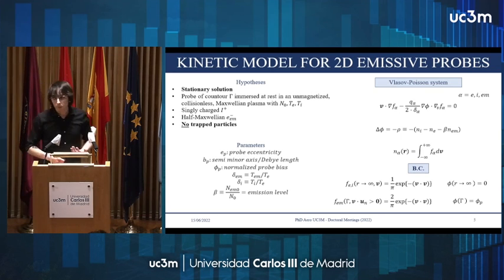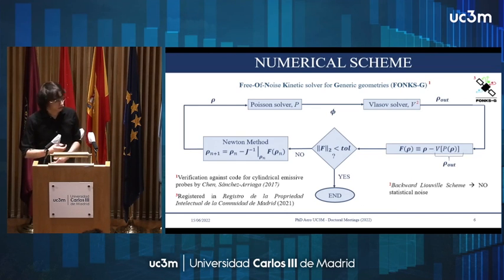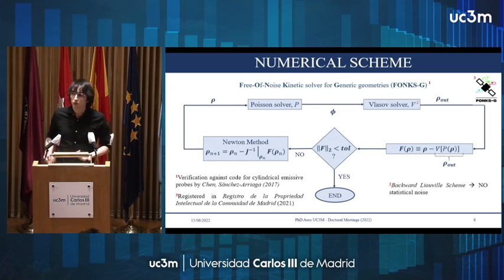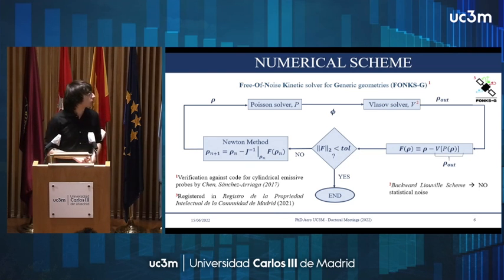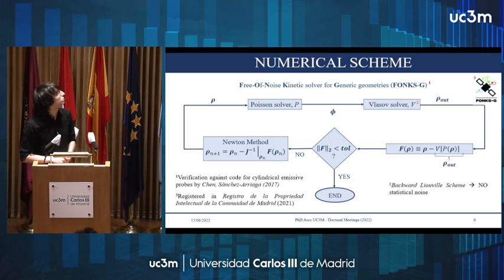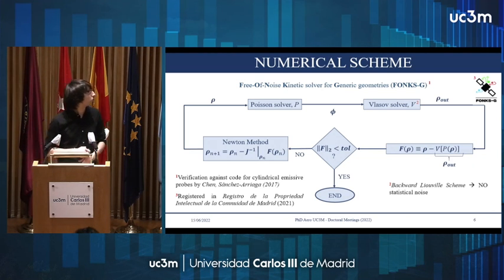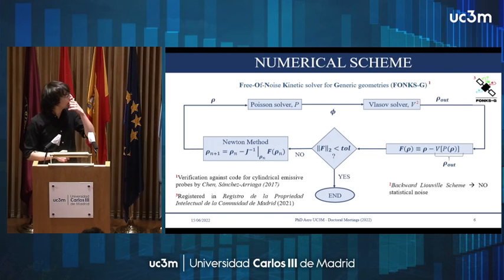To solve this problem, last year I already presented a first code that we have developed that goes by the name of FONX-G, which basically solves this Vlasov-Poisson system iteratively by updating the space charge density according to this Newton method map. So the code was verified, and it was also registered in the Registro de la Propiedad Intelectual de la Comunidad de Madrid.